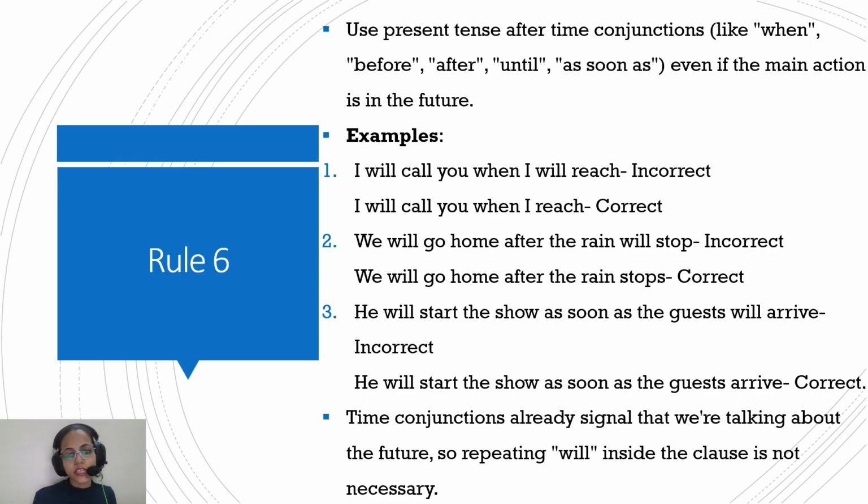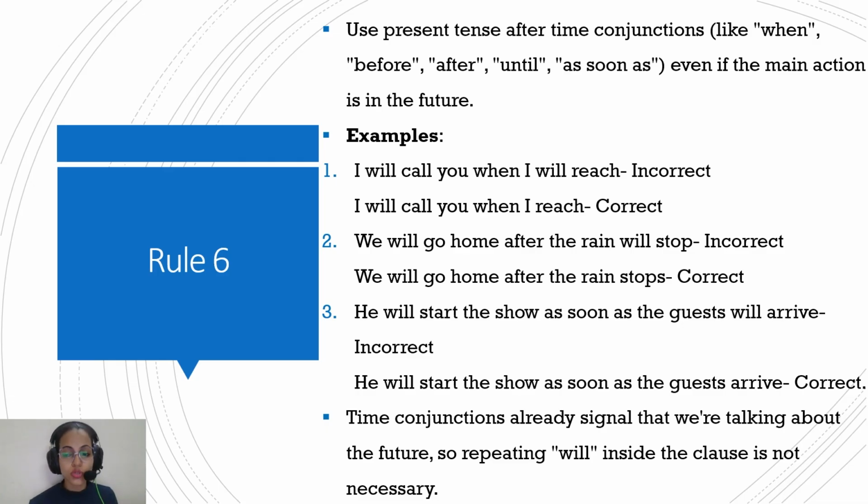So if both the things are in future and it is joined by the time conjunctions, pay attention to the fact that it has to be joined by the time conjunctions, because these are called time conjunctions because they're already pointing to the future. When this happens, before, after, until, as soon as. So in this case, because they are already pointing towards time, we do not need to use will again. Okay, so the correct form will be we will go home after the rain stops. We don't have to say we will go home after the rain will stop. No, after the rain stops.